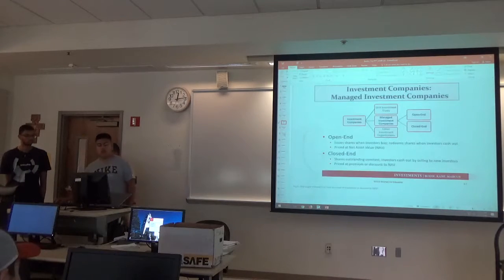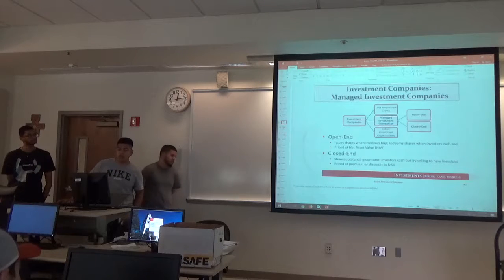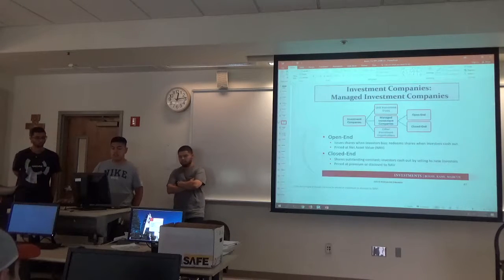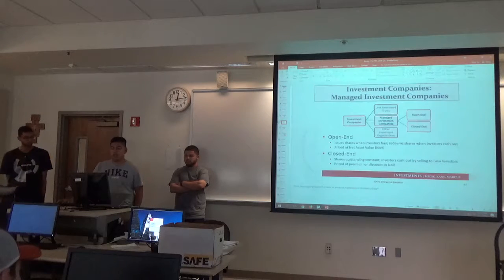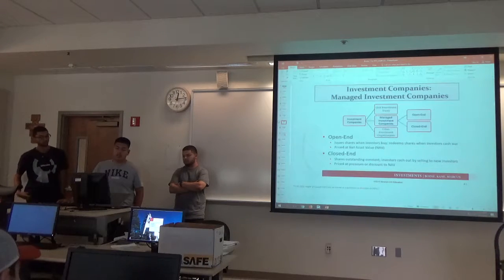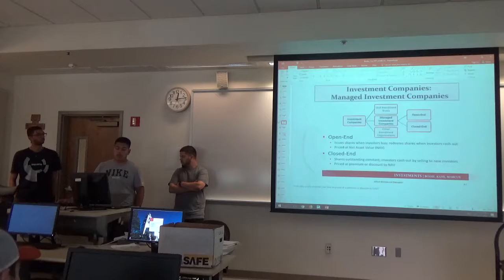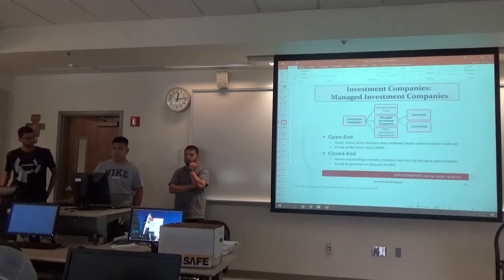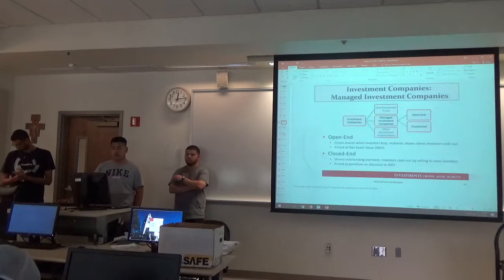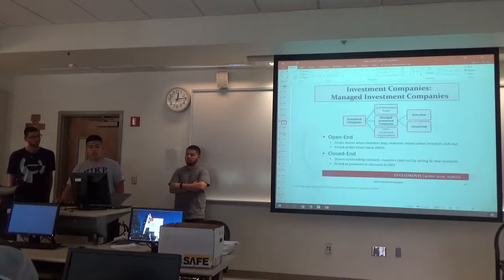So there's also these open-ended and closed-ended strategies. So what the open-ended does is it issues shares when investors buy or redeems shares when investors cash out, priced at the NAV, which is the net asset value. For the closed-end, shares outstanding are constant, and investors cash out by selling to new investors. They're priced at a premium or discount to the net asset value.